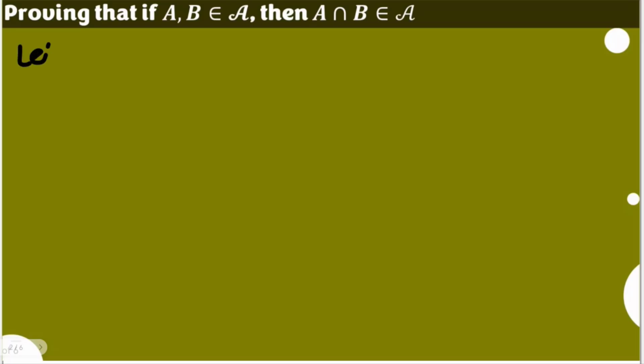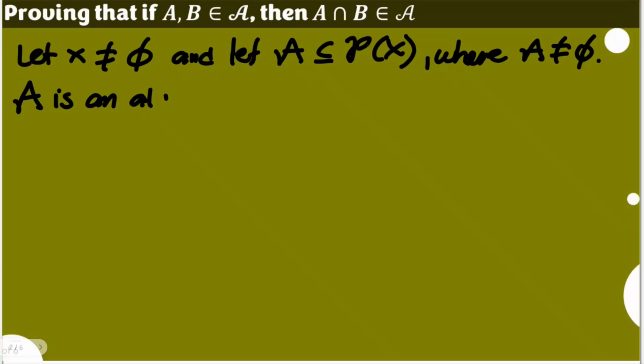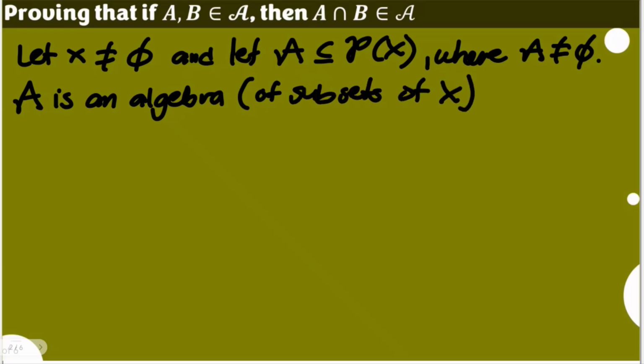This definition: let X be a set which is not equal to the empty set, and let a certain script A, which is a subset of the power set of X, where script A is also not an empty set. We can say here that the script A is an algebra of subsets of your set X, as it is the set here identified.